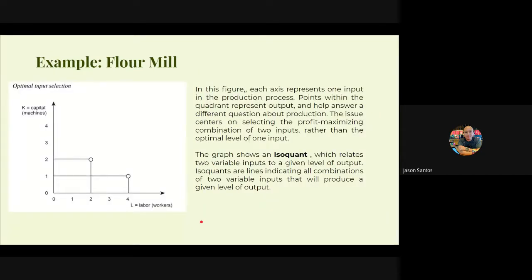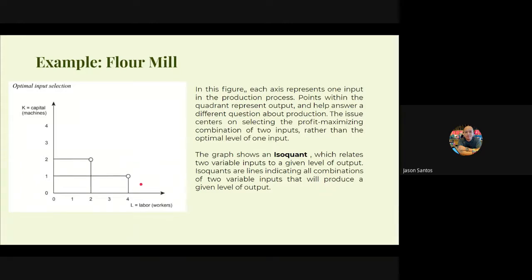So here we have a graph, and in this figure, each axis represents one input in the production process. It could be capital, again, machines, or labor, workers. So it's the same kind of thing, an input, regardless of the axis. And then the points within the quadrant represent the output.